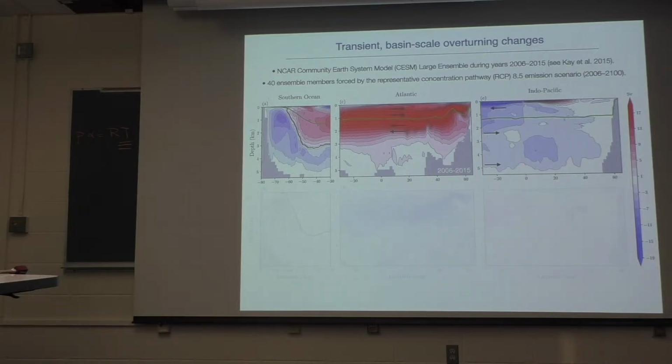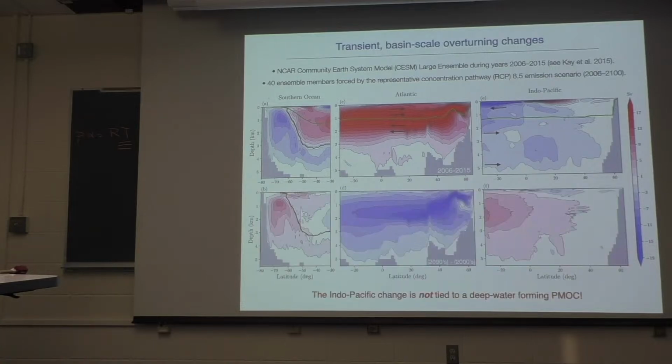And then what I'm going to show on the bottom now is the mean of 40 ensemble members, which are forced by the RCP 8.5 emission scenario, so very strong warming. And what you find in the Atlantic is what you expect. This is the anomaly in the stream function, so a change. The fact that this is a different color means that the AMOC is slowed down. But in the Indo-Pacific you see a positive anomaly, which is the same thing that we saw in the simple model, that this overturning circulation also weakens.